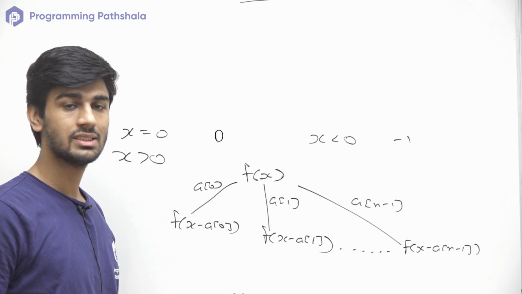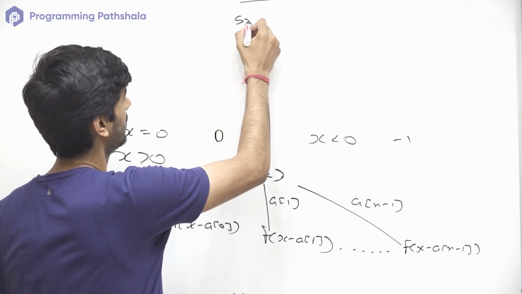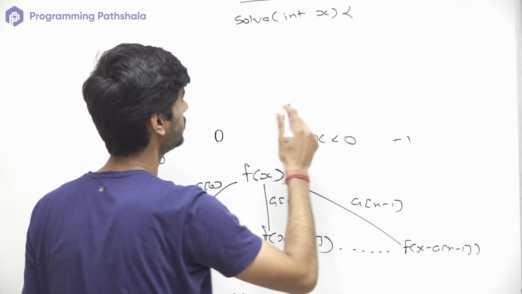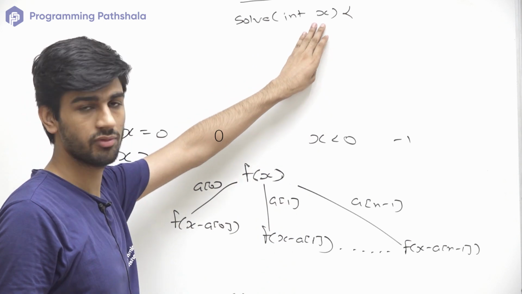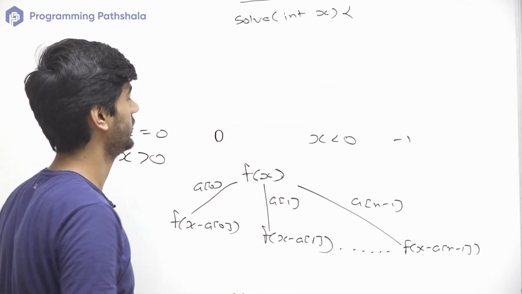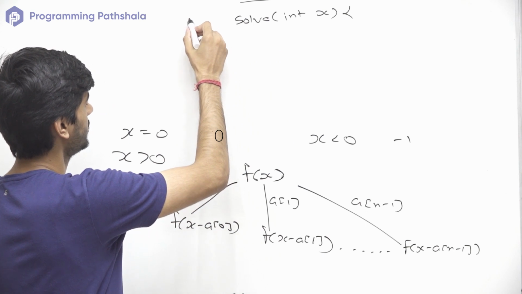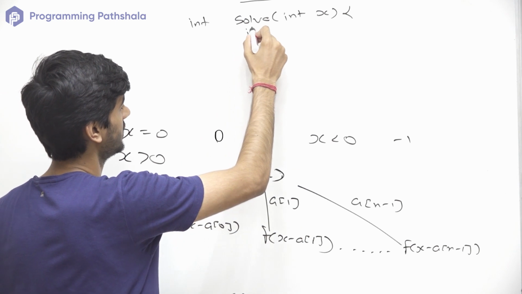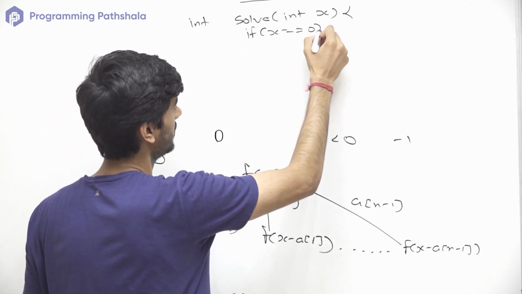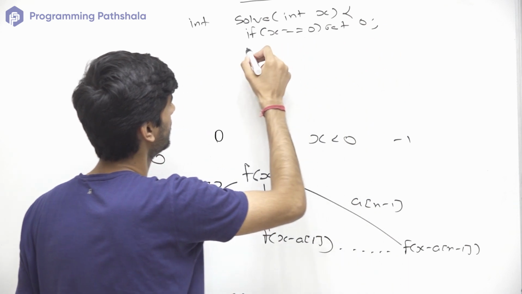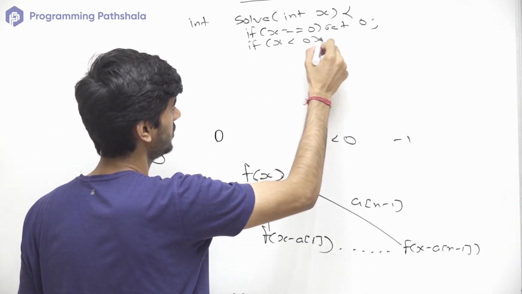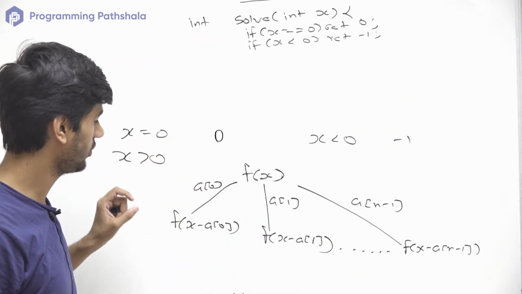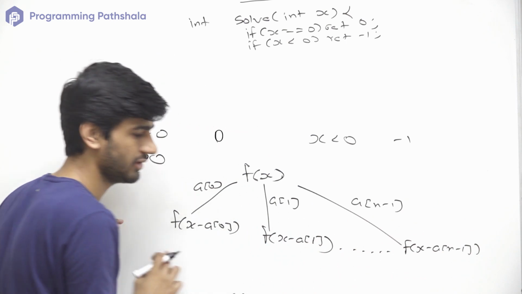Okay. Now let's write a function called solve, and we will pass an integer x to this function, and this function needs to return the minimum number of coins that are required to get a sum of x using the given n values of coins, right? So the return type should be integer, and first we will take care of base cases. If x is equal to 0, we need to return 0. And if x is smaller than 0, we need to return -1, right?